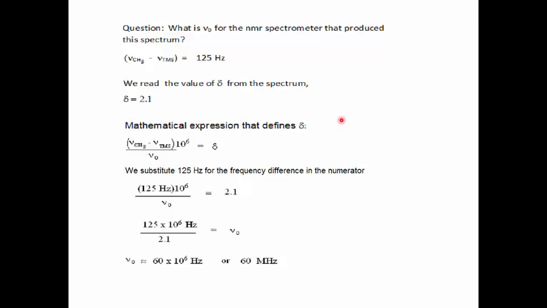The mathematical expression that defines delta is given here. Alright, if we substitute 125 hertz for the frequency difference in the numerator, we arrive at this expression. We have one unknown, nu naught, the fundamental frequency of the instrument. We can then solve for it. And if we do carry out the arithmetic, nu naught comes out to very close to 60 times 10 to the 6th hertz, or 60 megahertz.